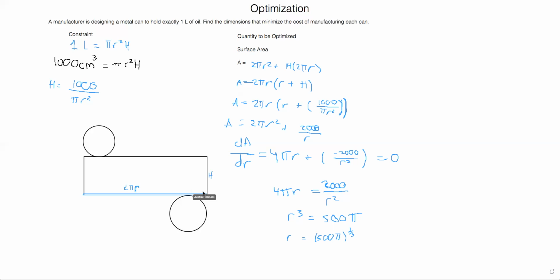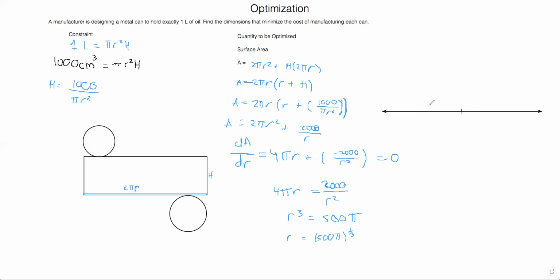Would it have anything to do with the constraint equation? Well, we're still going to do something with the derivative. But in terms of proving that the value that we got for r is fully optimized, we couldn't use the constraint equation, could we? Not in this situation, no.